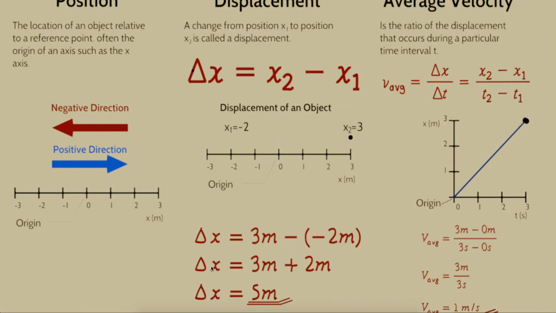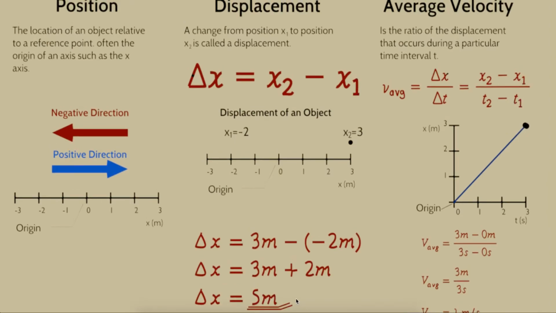And this says that displacement on the x-axis equals 3 meters plus 2 meters, right? We got this positive from these two multiplying. And then delta x, or total displacement for this particle-like object, equals 5 meters, right? So it's that simple to calculate the displacement of a particle-like object.